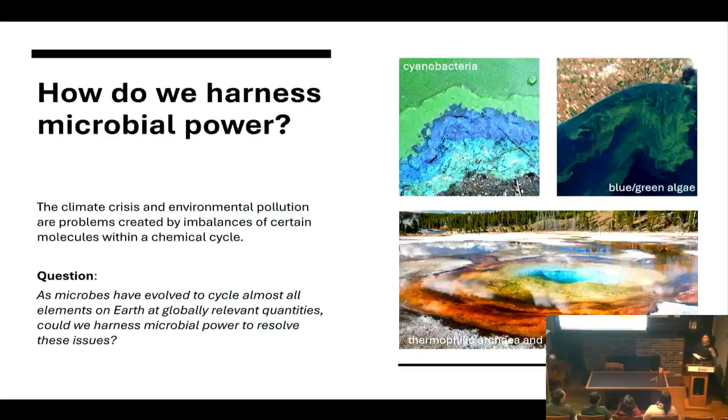Say you have a polluted lake that's polluted with arsenic. That arsenic did not just pop into existence. It was probably leached there from a rock in a different form, which was non-toxic. So we just want to take that arsenic and transform it back to its other state, put it back into the rock somehow. And since microbes have actually evolved to cycle almost all elements on Earth at globally relevant quantities, we can actually start thinking like microbes and start applying microbial problem solutions to the issues that we face at the moment.